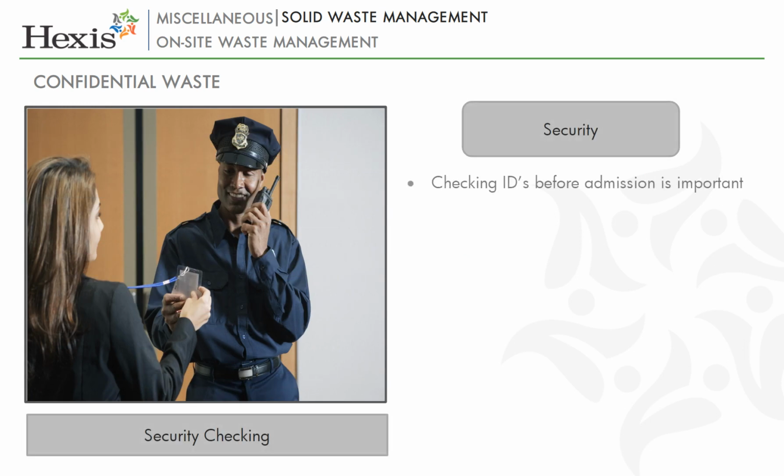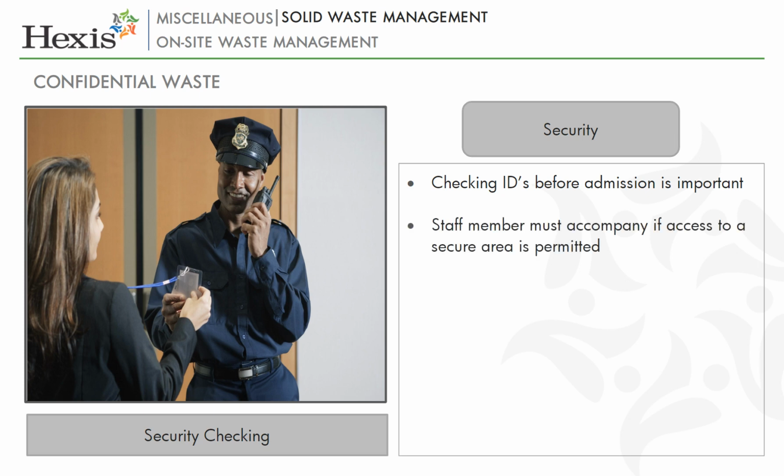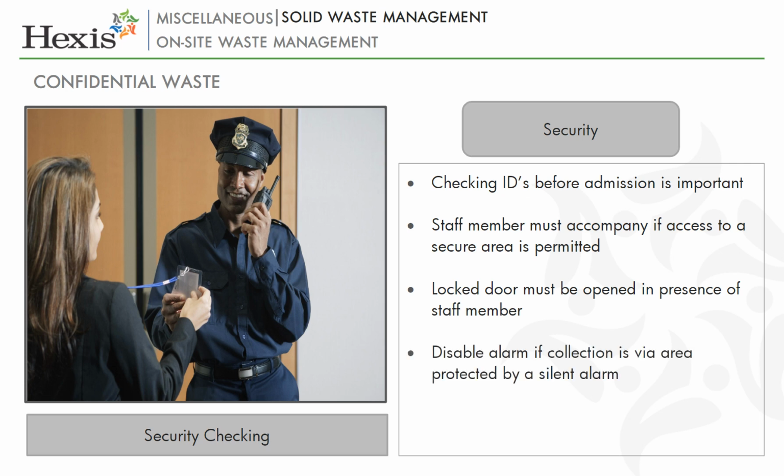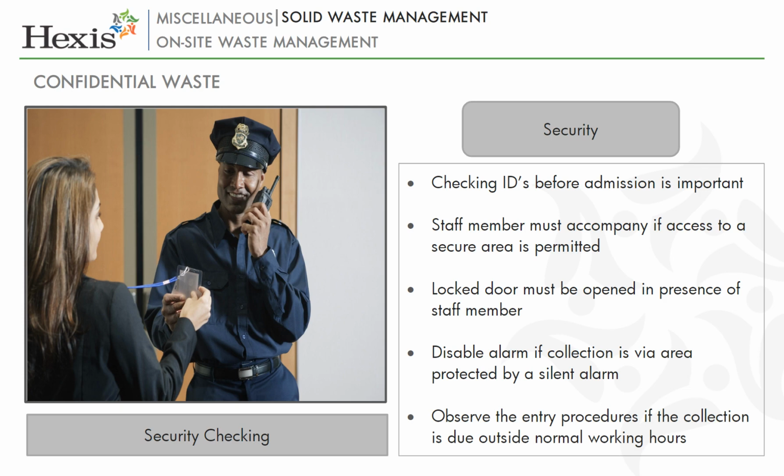Security. Identify waste disposal company employees by checking their identity cards, which incorporates a photograph before admitting to premises. If access to a secure area is required, a member of staff must accompany them. If a door, which is normally kept locked, has to be opened to allow access, a member of staff must be present at the door whilst it remains unlocked. If collection is via a door or area which is protected by a silent alarm, ensure the alarm has been disabled. If the collection is due outside normal working hours, observe morning arrival and entry procedures.